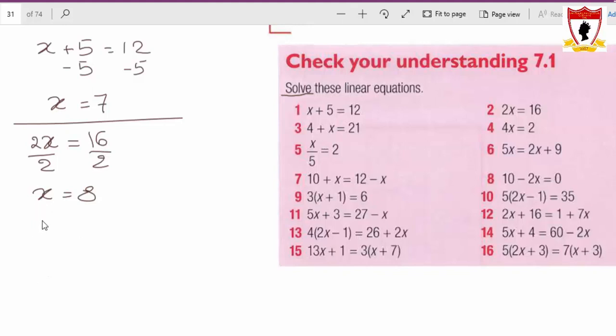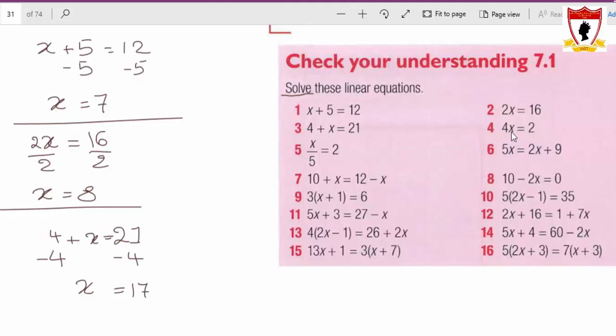Question 3. We have 4 plus x is equal to 21. Then what we have to do, we need to get rid of this 4, then minus 4, both sides. What's remaining is x is equal to 21 minus 4, is 17.